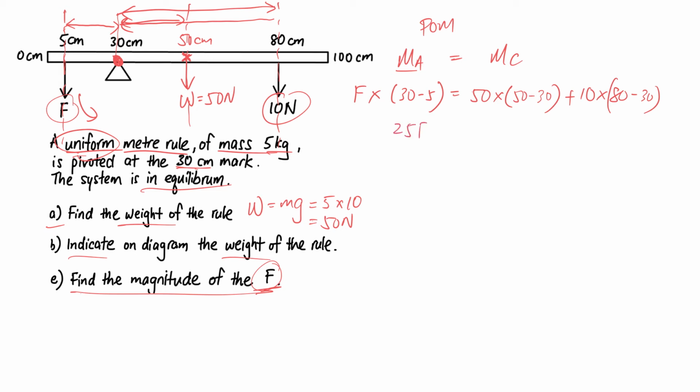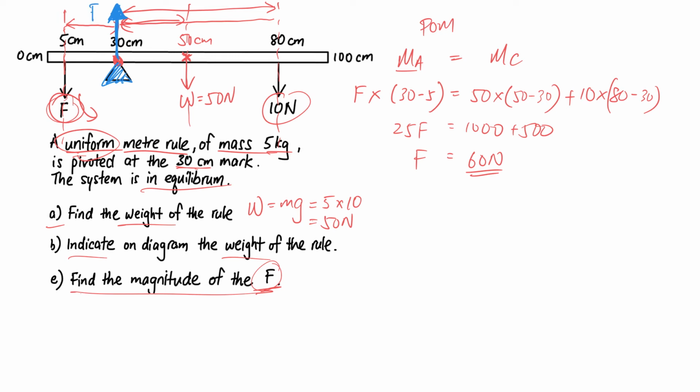Okay, so it's 25F is equal to 1000 plus 500, and just solve for the unknown F, that will be 60 Newton. So you need a 60 Newton force here to balance the whole ruler. Now let's extend the question a little bit. If I were to ask you to find the force that is acting on the ruler by the support. Now the support is this pivot here. You're placing the ruler on it. That means to say this force acting by the pivot on the rod is upwards.